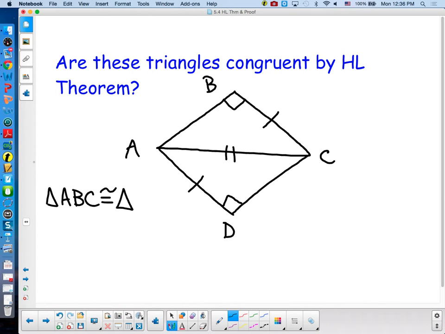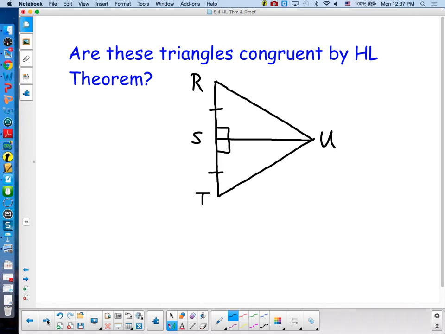It's not going to be AD, because do we want AB to match with AD? Look at the markings. We actually want it to be CBA, because that would put AB with CD, the ones that aren't marked. BC, the one tick mark, would go with DA, the one tick mark, and then the hypotenuse with the hypotenuse. So it's not folding it to match; it would be turning one of them to match. So be careful of that.